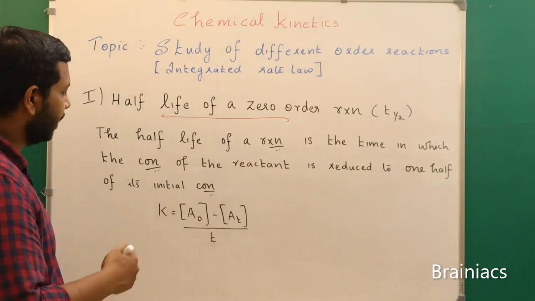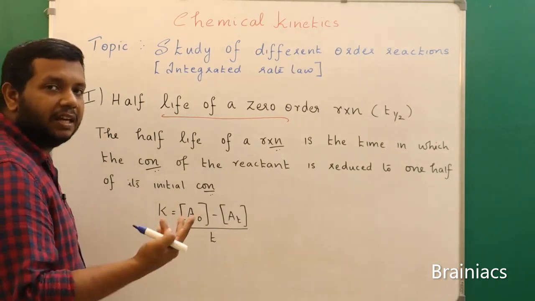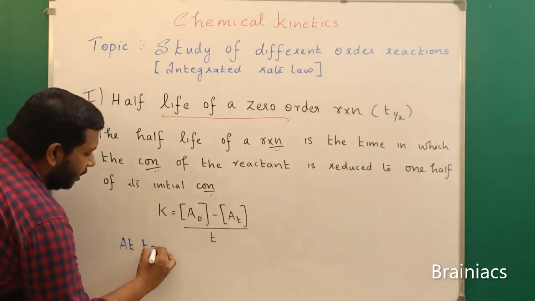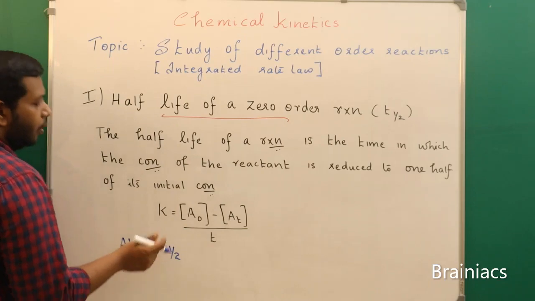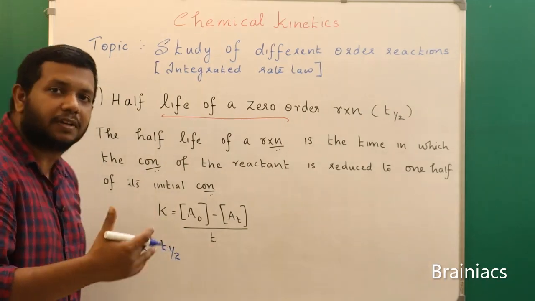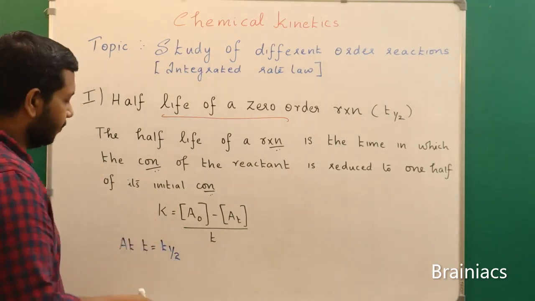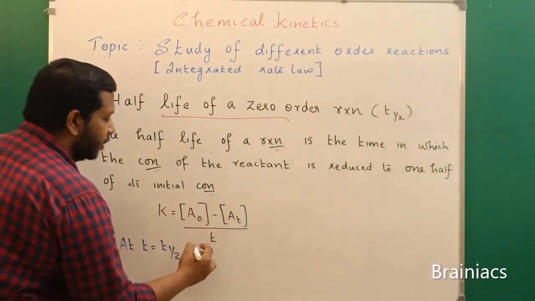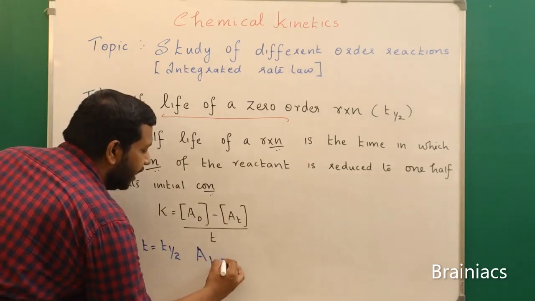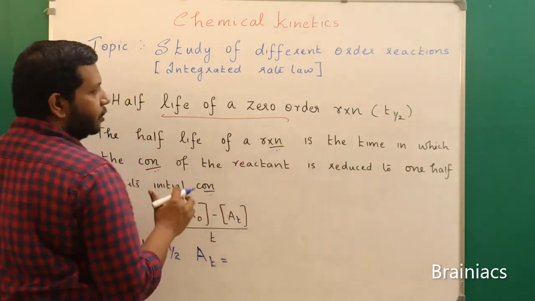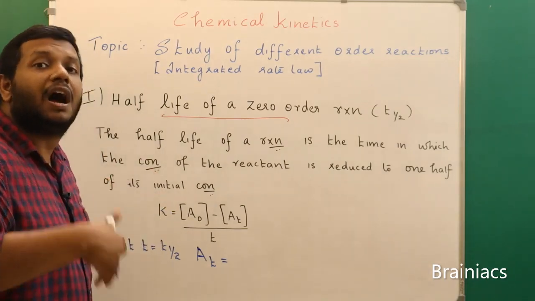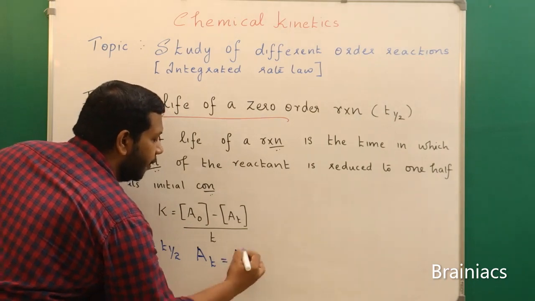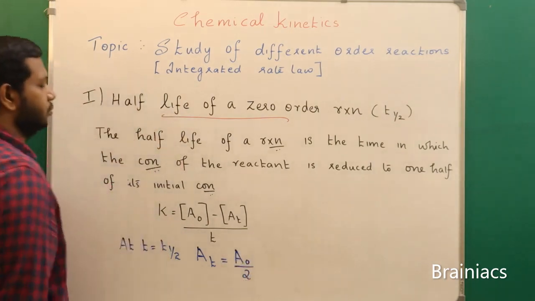Okay. Now let us apply the t half. Applying t half means what actually? At a time t is equal to t half. So what does this mean? This means that after half-life, or after half time, t becomes equal to t half. What will happen to the concentration A of t? As per the definition, the concentration will become half of the initial concentration. Initial concentration was A0, it will become half of that. So A0 by 2. Correct?